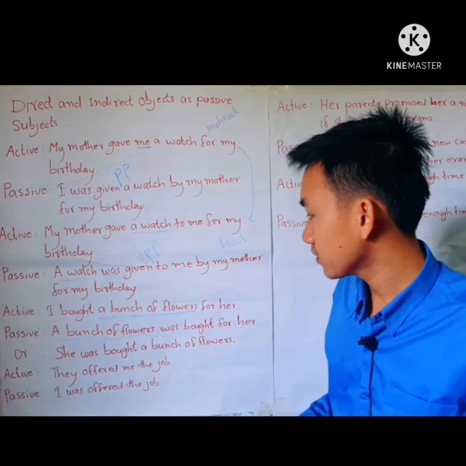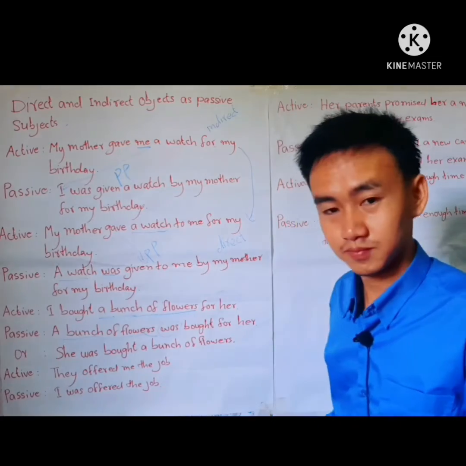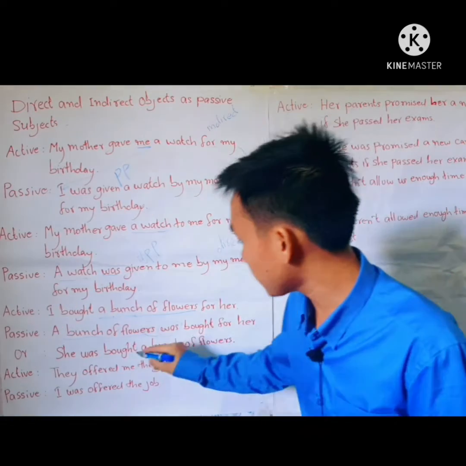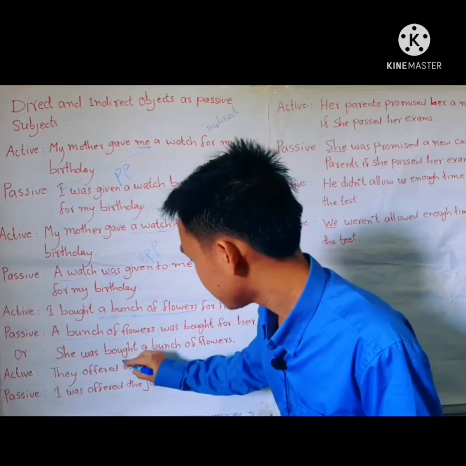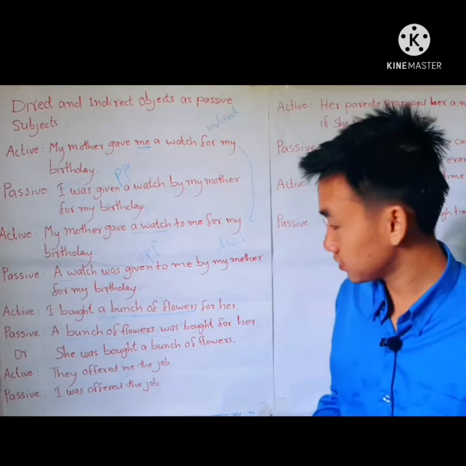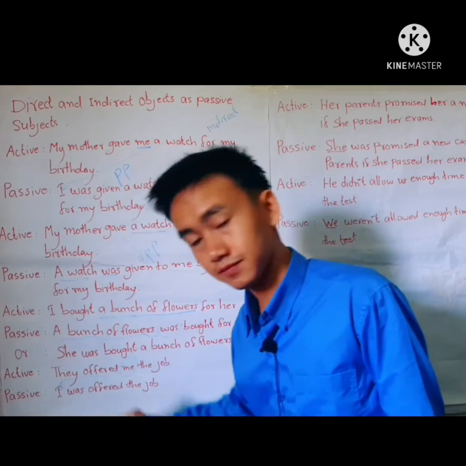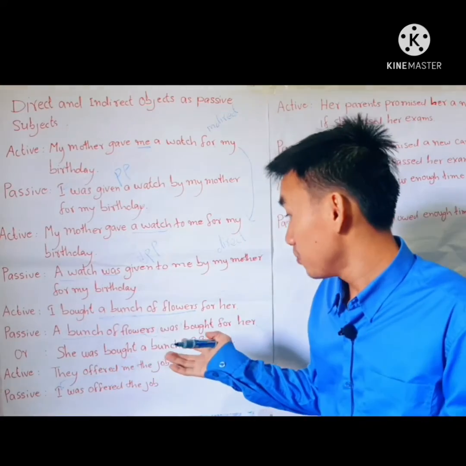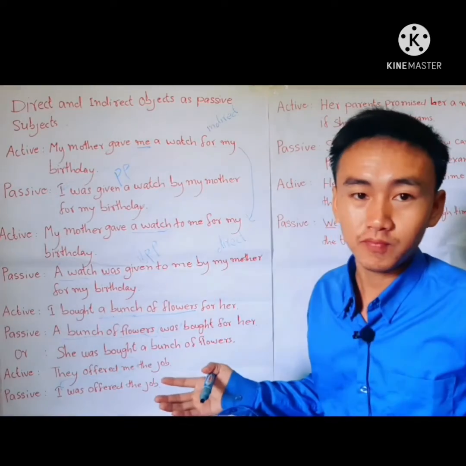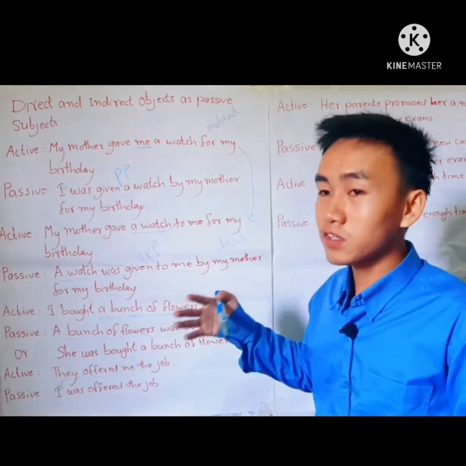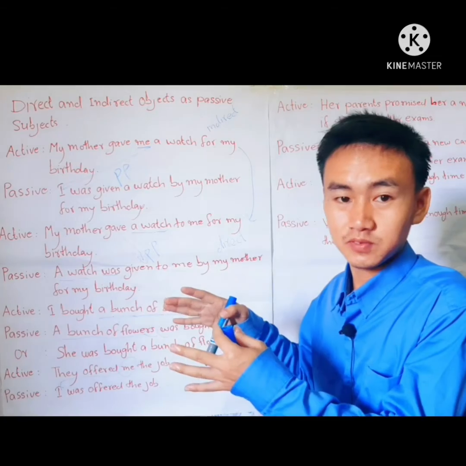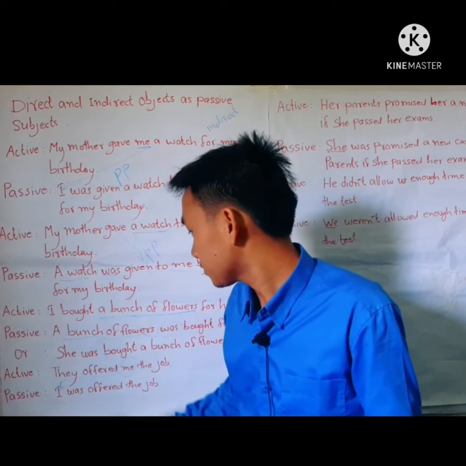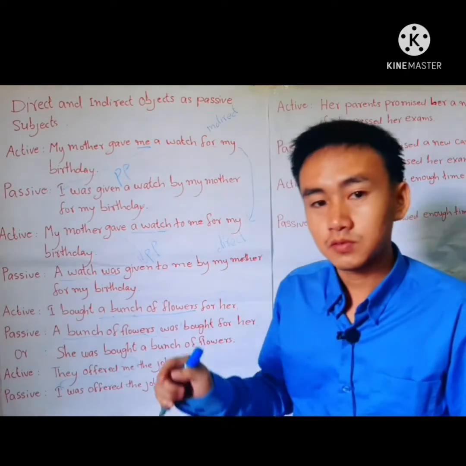Active: They offered me the job. This one. When we change to the passive, me here is the object, right? We change me to I, because we cannot say "Me was offered the job." Me, we always use as the object of the sentence, right? So we change to I, and then we use the verb to be.